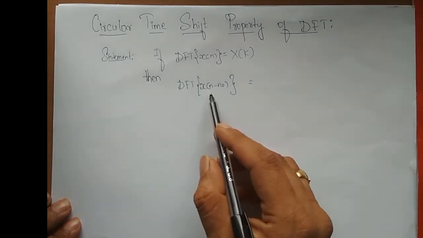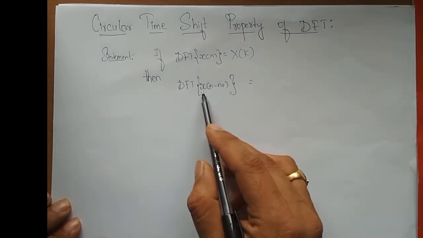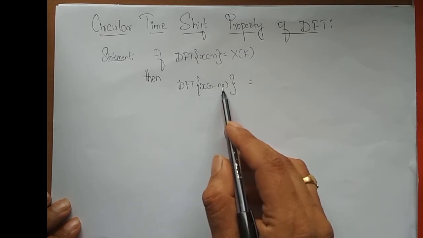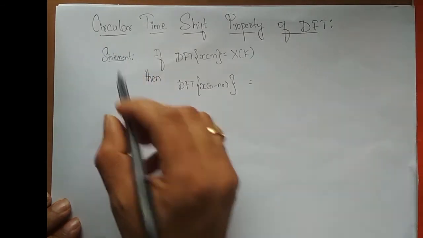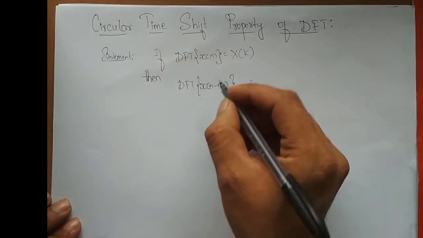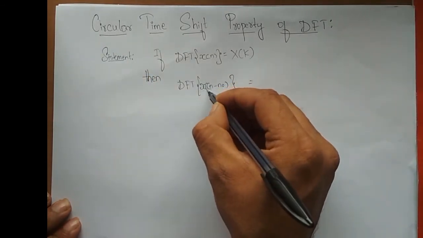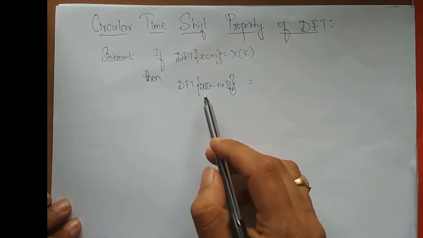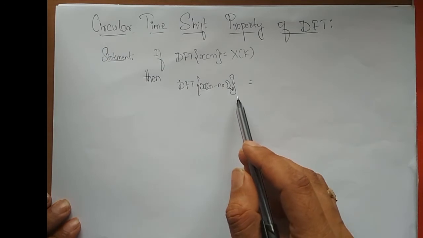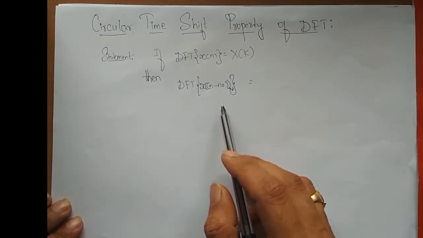Okay, so what do we mean by this? I'm shifting the signal x of n right by n naught, but this is not just a regular shift, it is a circular shift. How do we represent that the shift is circular? We put one more bracket and in the base we put N. This is nothing but x of n minus n naught mod N. This is how we represent a circular shift.